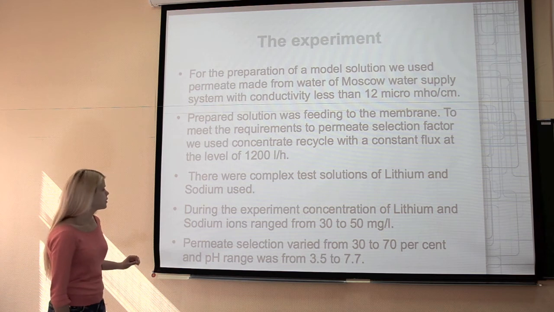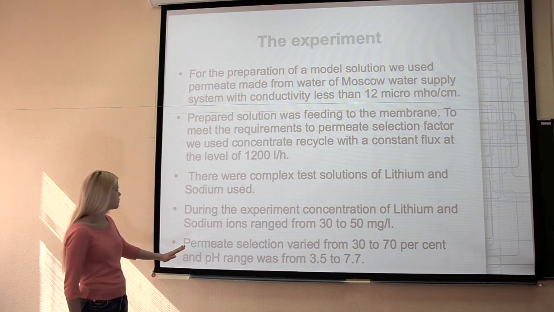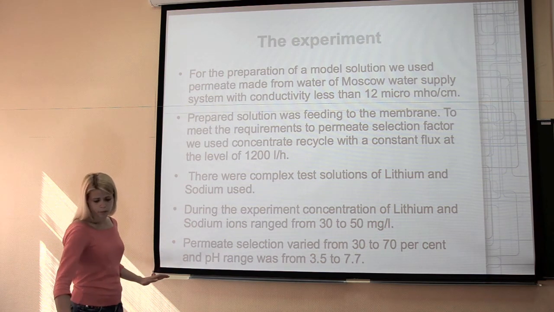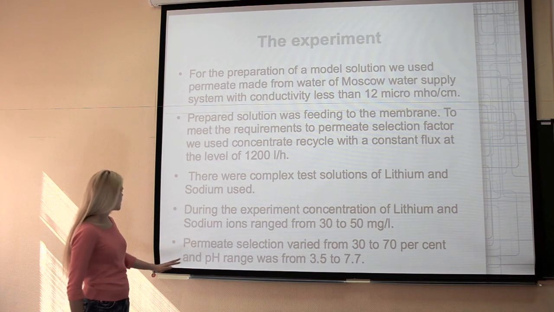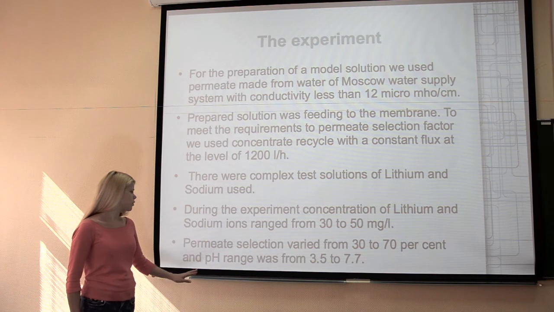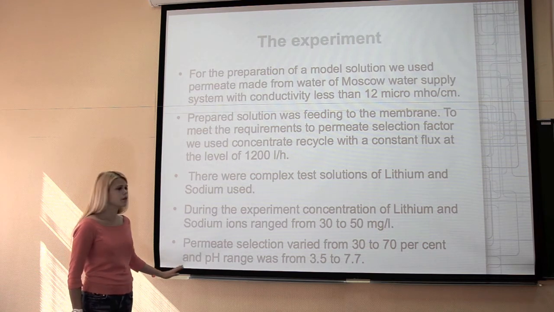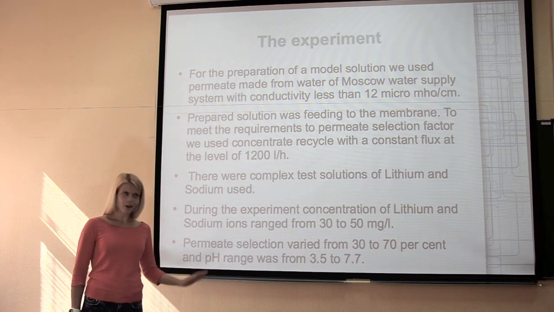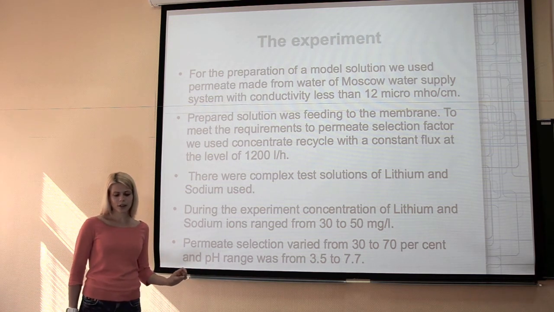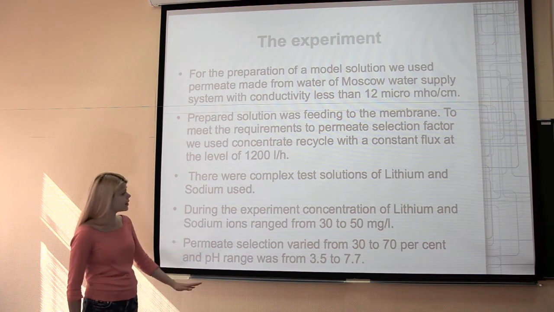During the experiment, the concentration of lithium and sodium ions ranged from 30 to 50 milligrams per liter. Permeate selection varied from 30 to 70%. The pH range was from 3.5 to 7.7, and for the change of pH, we used hydrochloric acid and sodium and lithium hydroxides.